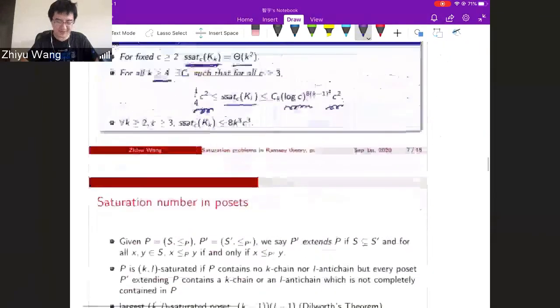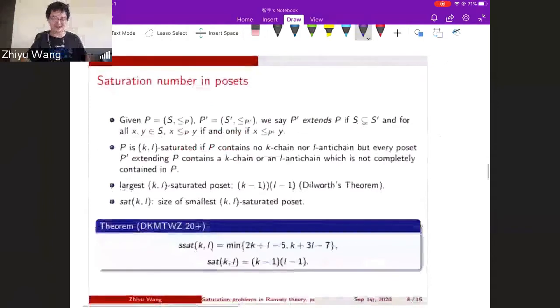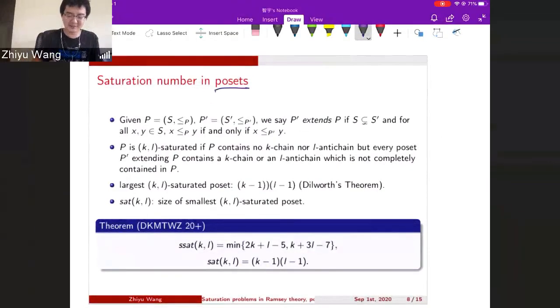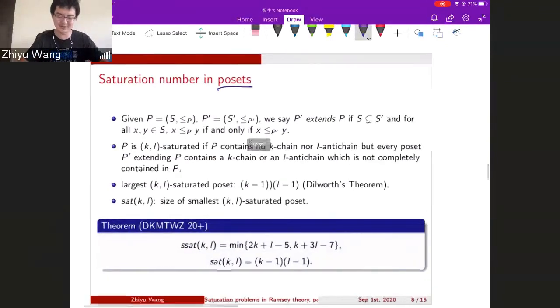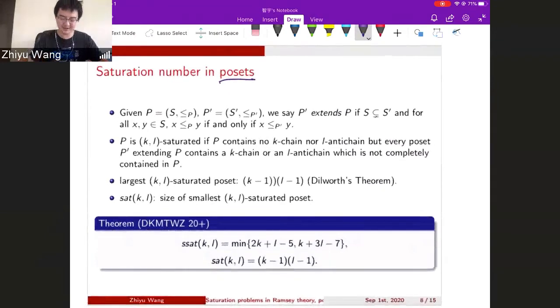Okay. So let's talk about a different discrete object, poset. And I think by now it's already quite natural to define what the saturation is for a poset. In here, what we care about is the chain and anti-chain phenomena. So let's say there are two posets P and P prime defined on S and S prime respectively.